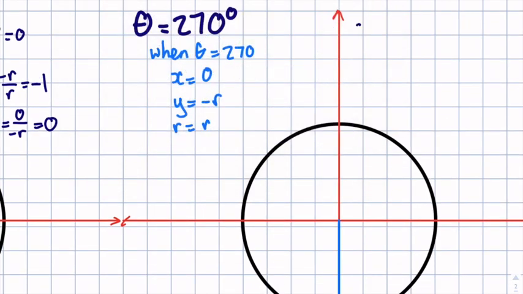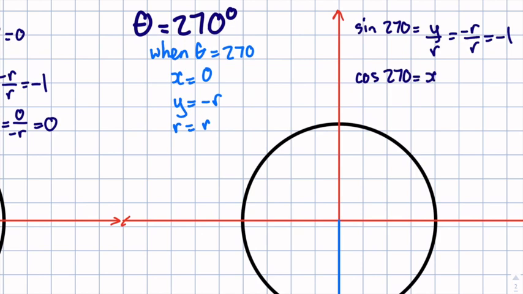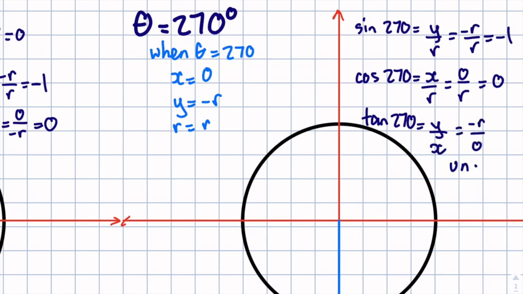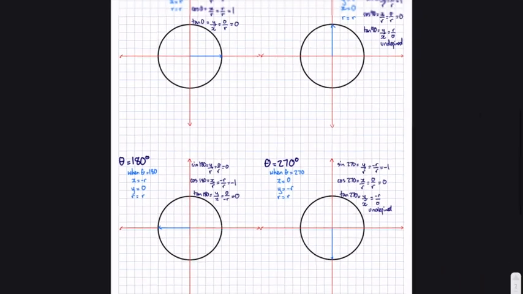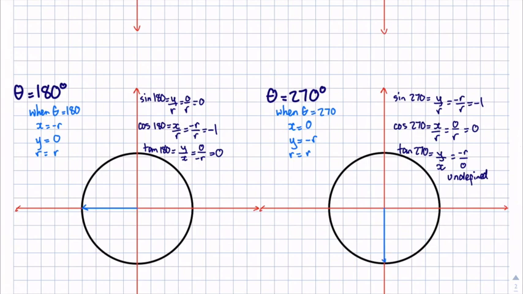So sine 270, which was y on r, is now minus r on r, so it's minus 1. Cos 270, x on r, so this time it's 0 on r, so it's 0. And tan 270, y on x, so here it's minus r on 0, so it's undefined. That's a whole lot to take in, but that's what today's about.